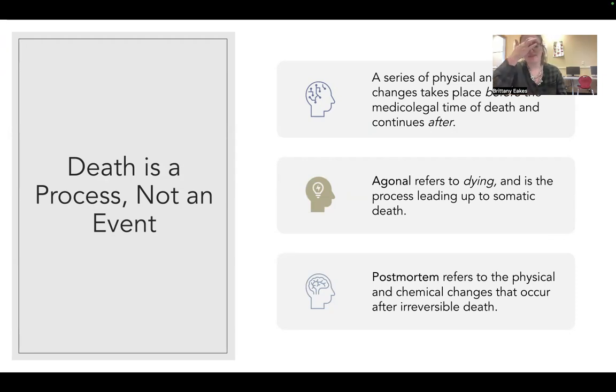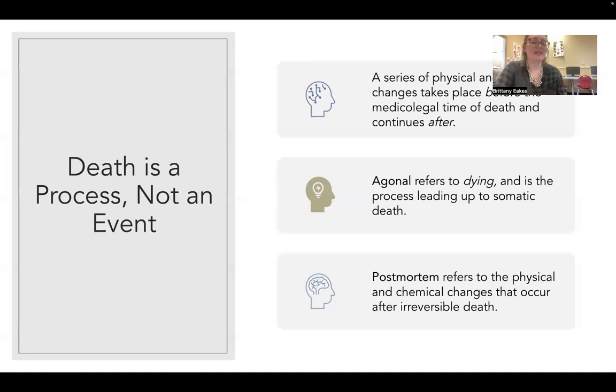The average person identifies death as when someone draws their last breath, right? But there's a sequence of steps leading up to that point, and this is known as the agonal period. It can be short, like in a car accident, or it can be long, like in a terminal illness. Agonal refers to death or dying. During the agonal period, the body is moribund or dying.